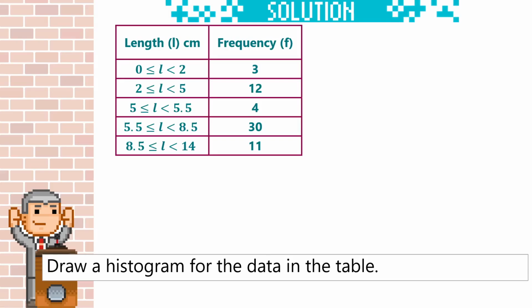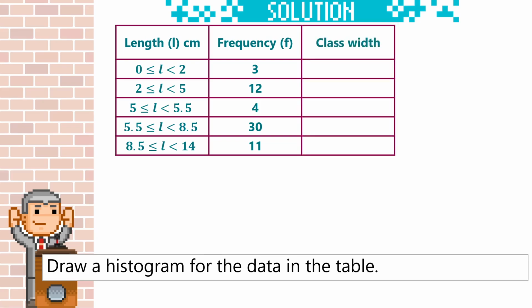In this question we're asked to draw a histogram for the data in the table. We need to start by finding the class widths. We can subtract the bounds for each group. So the first group is 0 to 2, so 2 take away 0 is 2. The next one, 5 take away 2, 3. 5.5 take away 5 is 0.5. 8.5 take away 5 is 3, and then 14 take away 8.5 is 5.5.